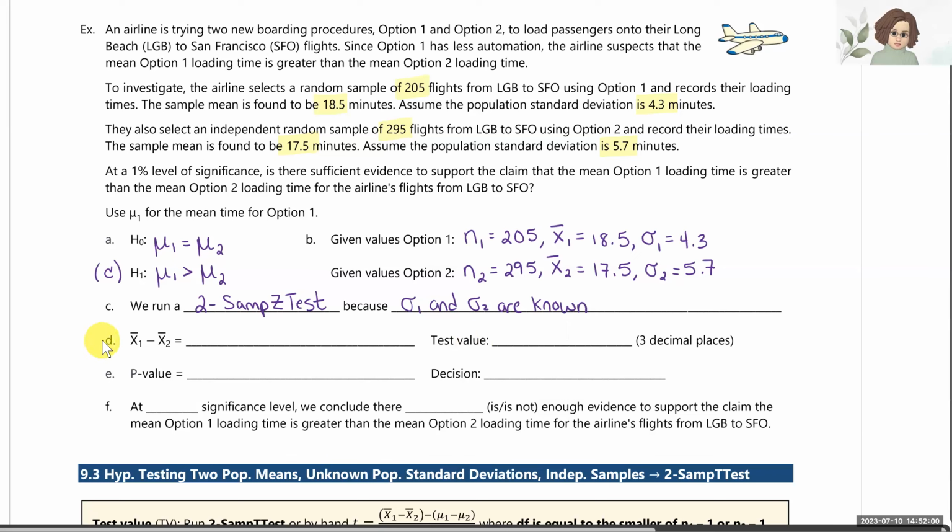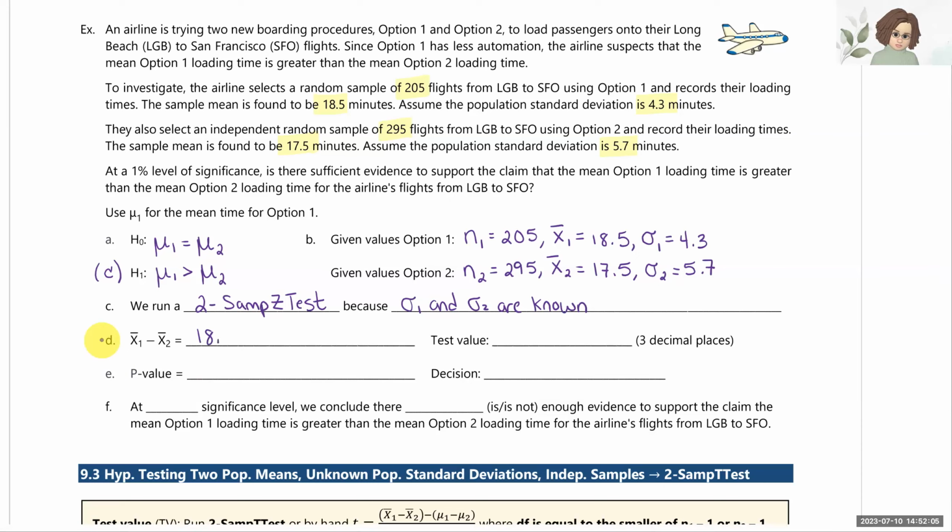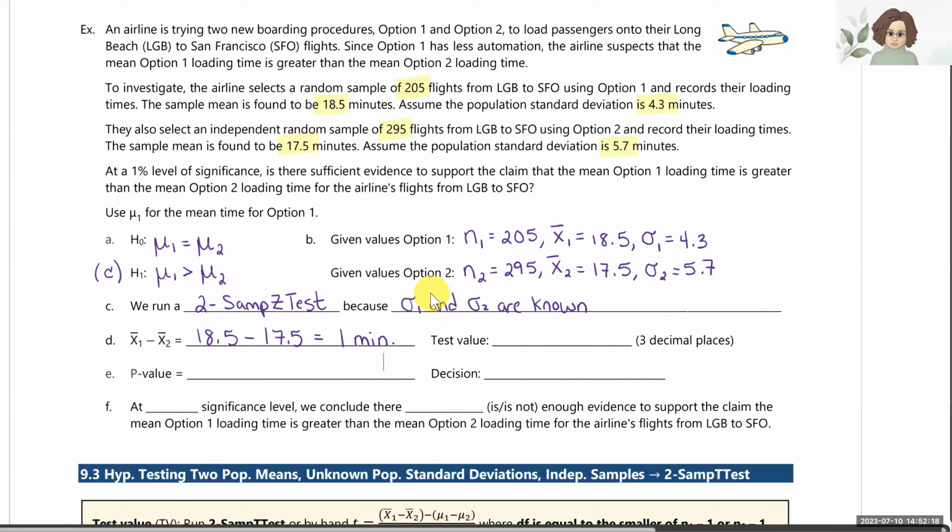But let's go ahead and look at the difference in the sample means. So option 1, the mean loading time was 18.5 minutes, minus option 2 was 17.5 minutes. So there is a difference here, and I'm writing units just to make sure we know what we're talking about. There's a difference of 1 minute in terms of loading times. So the sample mean was 1 minute higher for option 1 than it was for option 2. So we want to see if that evidence is enough to convince us that this claim is true.